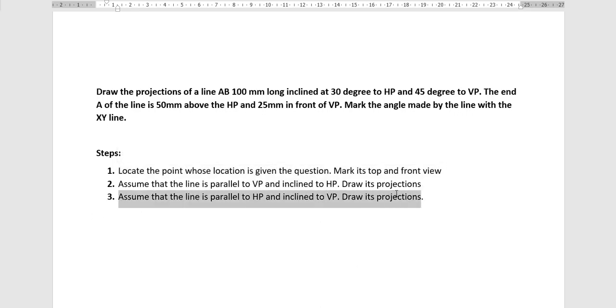So we will assume that the line is parallel to HP and inclined to VP. In this case, if we are viewing from the top, we will be able to see the true length and the true inclination also. That is the important thing to know. Because it is parallel to HP and inclined to VP, from the top we get the true inclination as well as the true length of the line. So we'll draw its projections now.